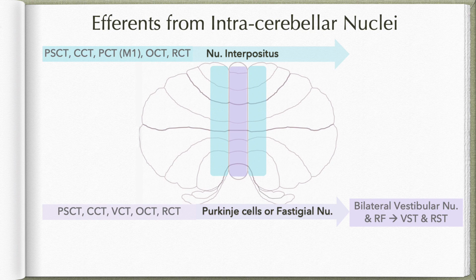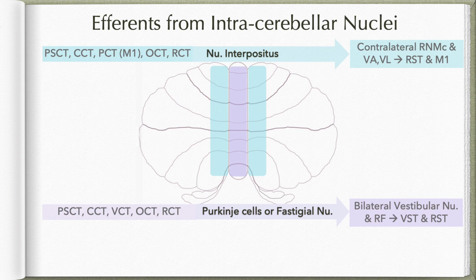Now, the paravermal zone will be projecting to the nucleus interpositus, and from the nucleus interpositus, the output is either to the contralateral magnocellular part of the red nucleus or to the contralateral ventral anterior and ventral lateral nucleus of the thalamus. From the red nucleus, the fibers will be projected to the spinal cord as the rubrospinal tract, and from the thalamus, the input will be to the cerebral cortex, predominantly to the primary motor area.